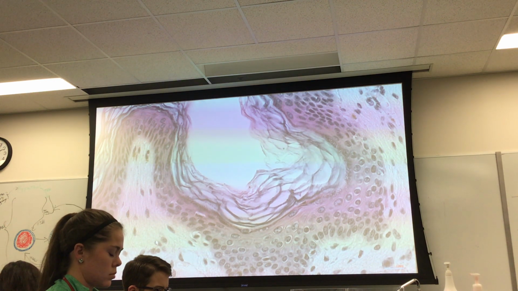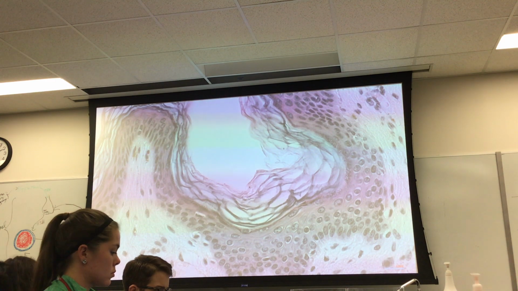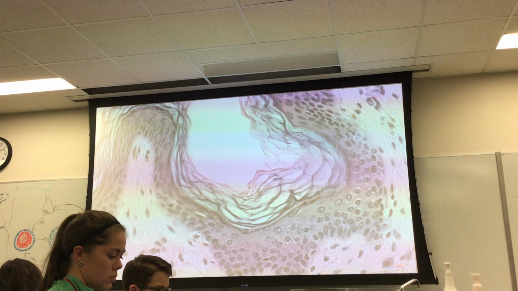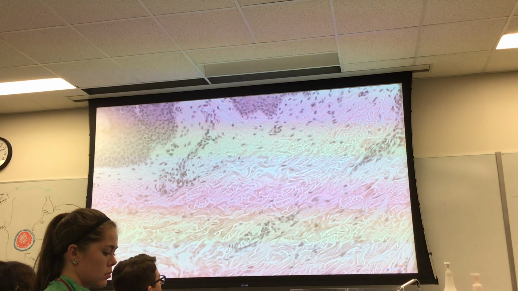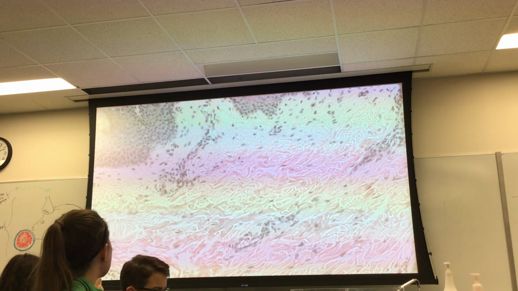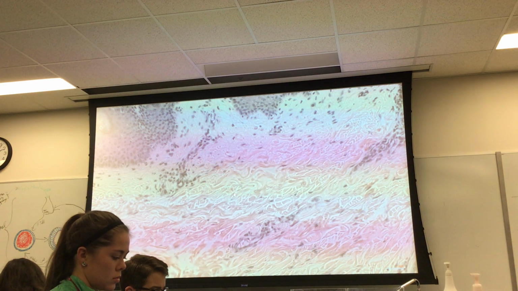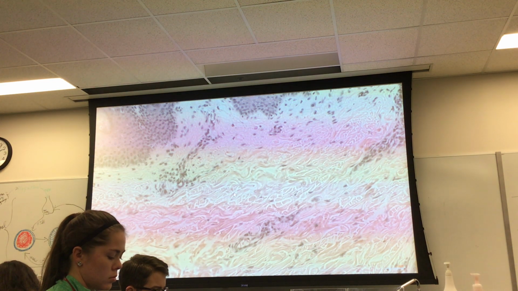And remember I told you these things are called dermal papillae, and hopefully that will help you to understand and remember the name papillary. The reticular layer starts right here. This is the reticular layer, coarser collagen. They're both dense irregular connective tissue, but it's just the size of the collagen.